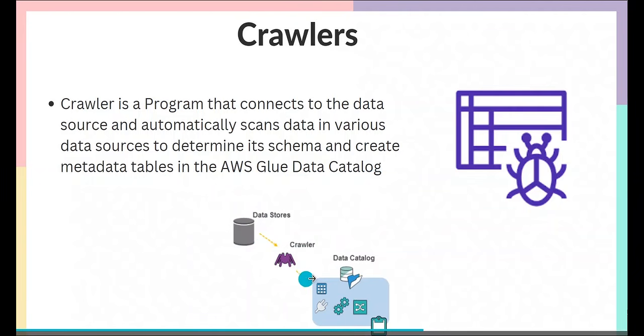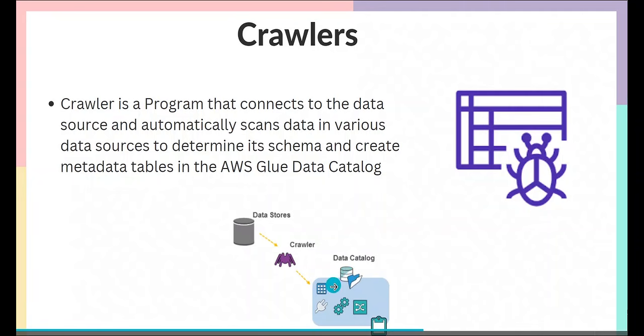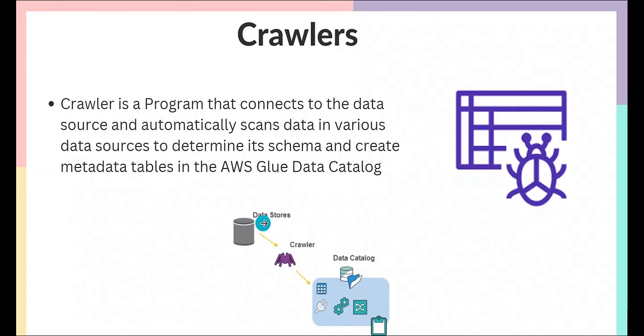So this picture actually depicts it very accurately. There is data which is sitting in your data store, and here is your data catalog. A crawler is a program which connects to this data store and scans the data sitting here, and infers things like its schema and everything, and then using that schema it creates a metadata table in the Glue Data Catalog. So that is the functionality of a crawler.